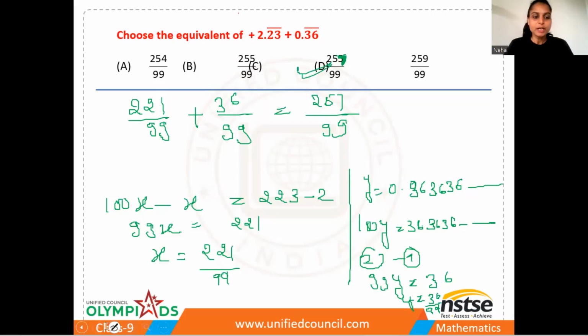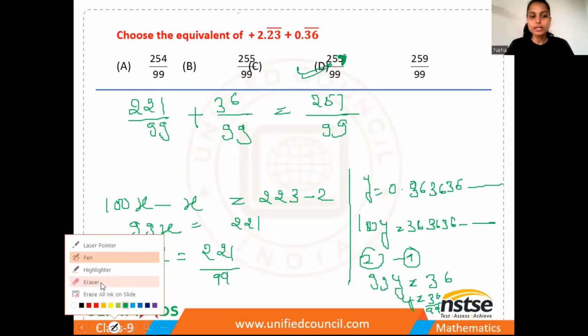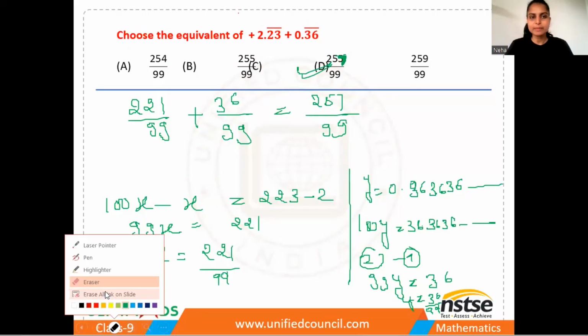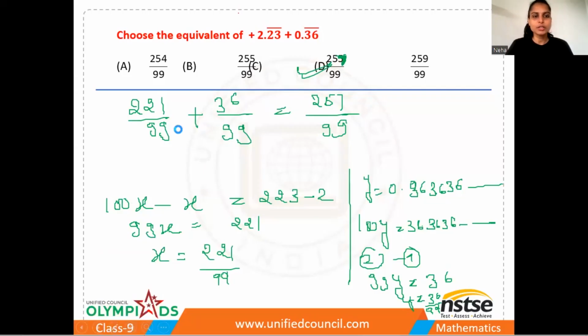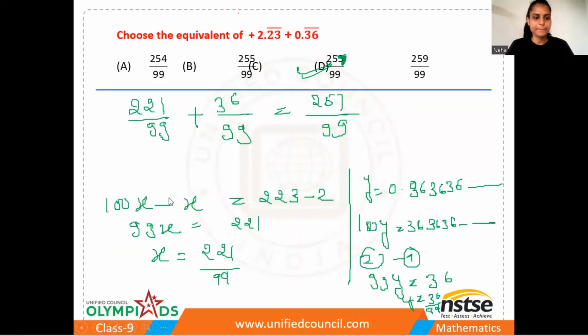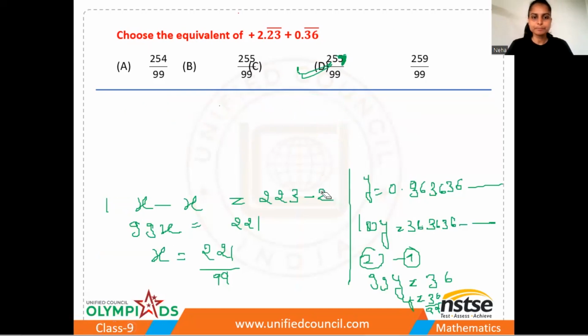Perfect. There is one shortcut also to solve this question, because in the exam we have very less time. So how can I solve the question in a very less time? Let me tell you one shortcut to solve this question. Let me erase this part, because this is not needed anymore.